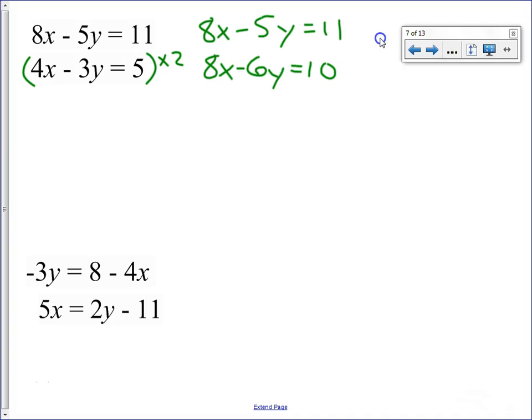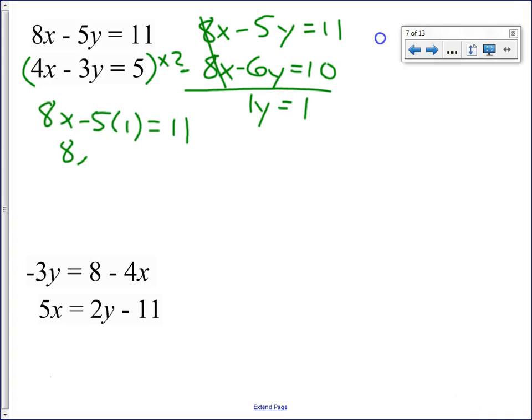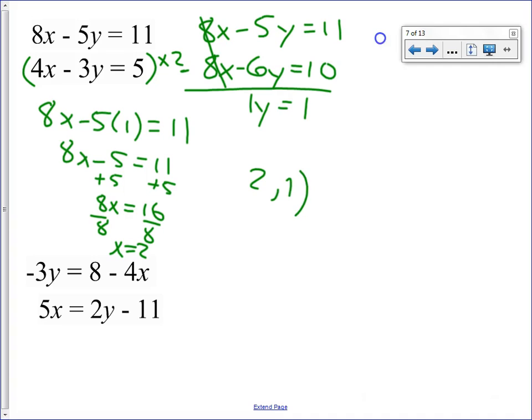And now, what do we need to do? To get rid of the x's, we need to subtract them. So if you can't remember what to do, just think, how do I eliminate those? Do I add them together or subtract them? So that cancels out. Negative 5y minus a negative 6y is a positive 1y. 11 minus 10 is 1. So y is 1. Plug it back in to find x. And we get x equals 2. So 2, 1 is my ordered pair.